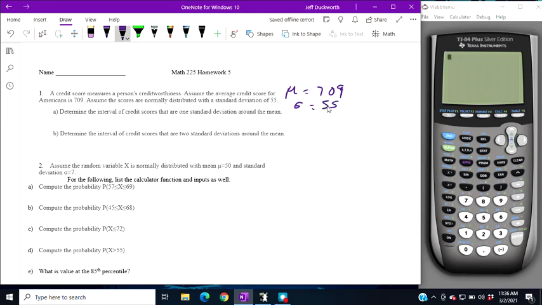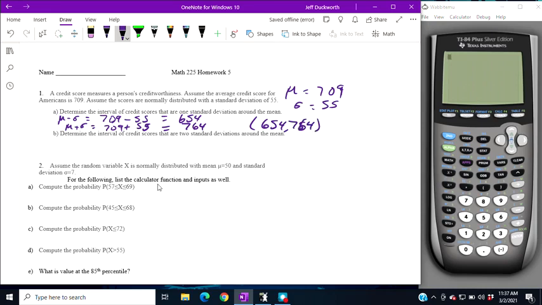So we're looking for an interval here between the mean and one standard deviation away from it. So we need two parts here. We need the mean minus the standard deviation, which is 709 minus 55, and that comes out to 654. And then we need the mean plus that standard deviation, and that's 764. So our interval is 654 to 764.